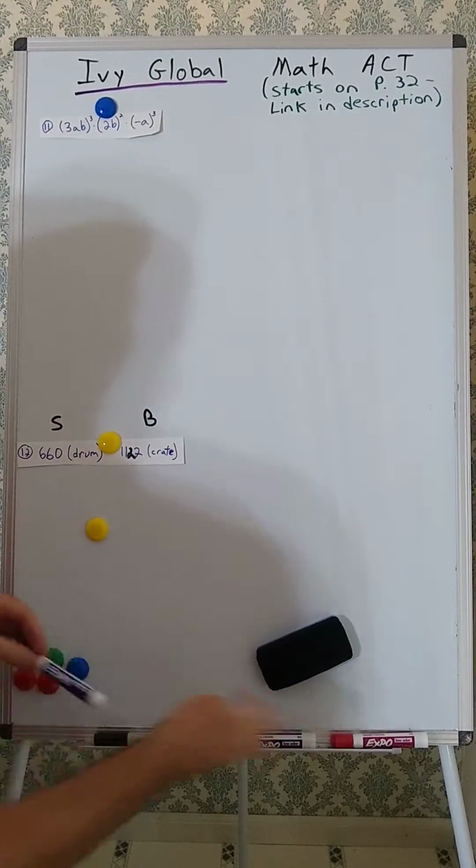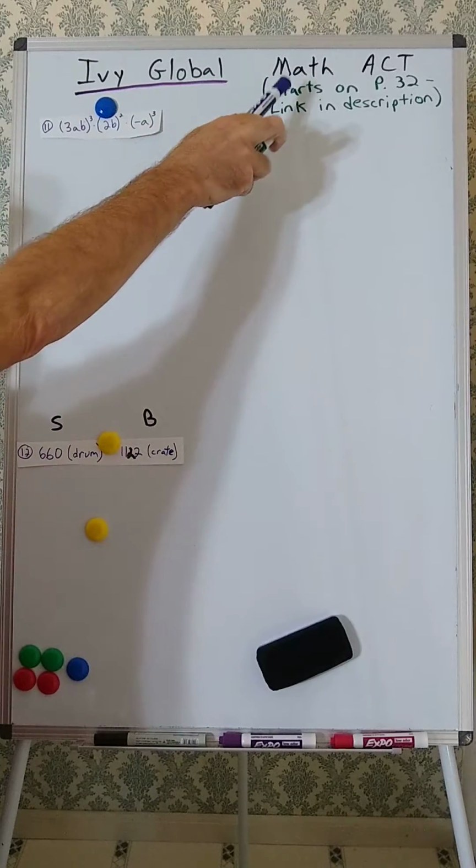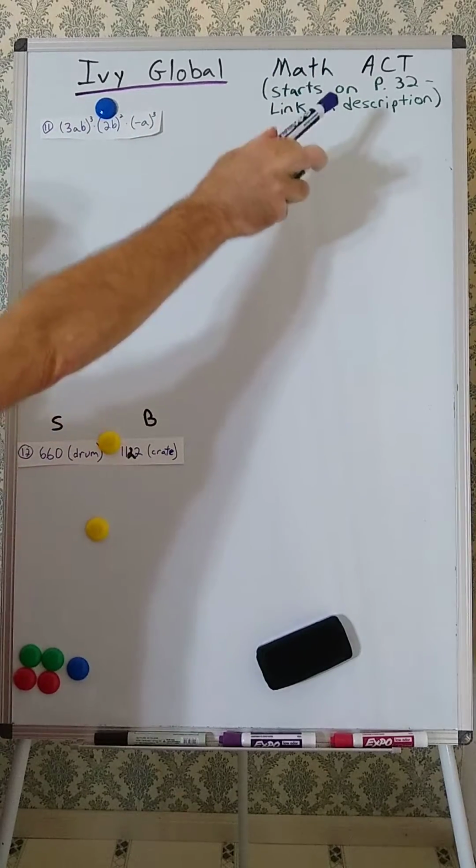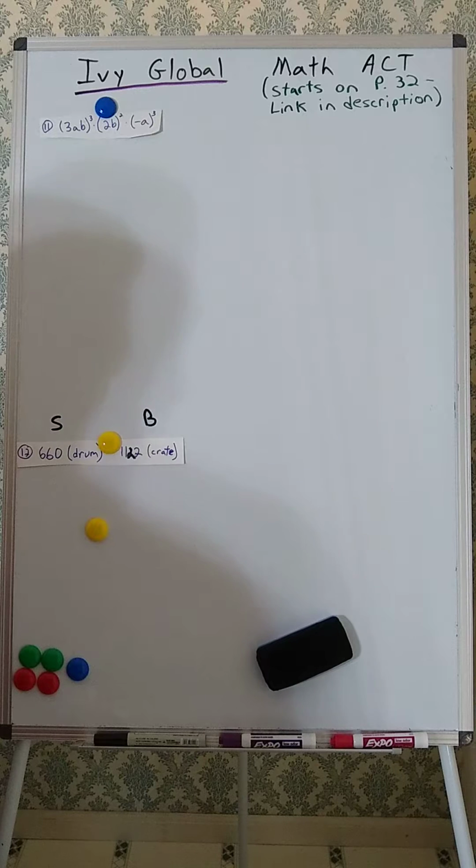This is part 3 of the IB Global Math Practice ACT test. It starts on page 32 in the link, starting at question 11. Before you watch this video, I suggest that you read and try the questions so you know where your understanding is.